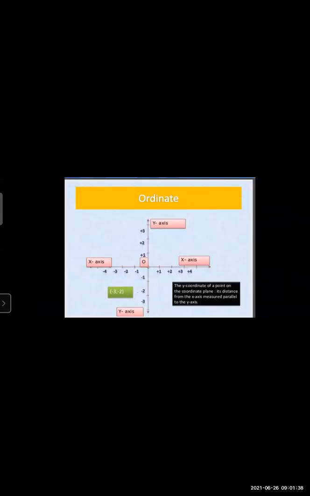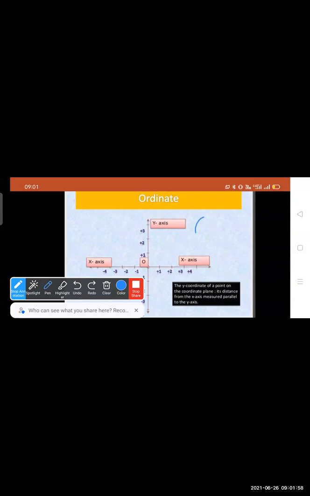So x is called the abscissa and y is called the ordinate. Not coordinate, ordinate. In the coordinate plane, the y coordinate is called the ordinate. See the example 2 comma 3.